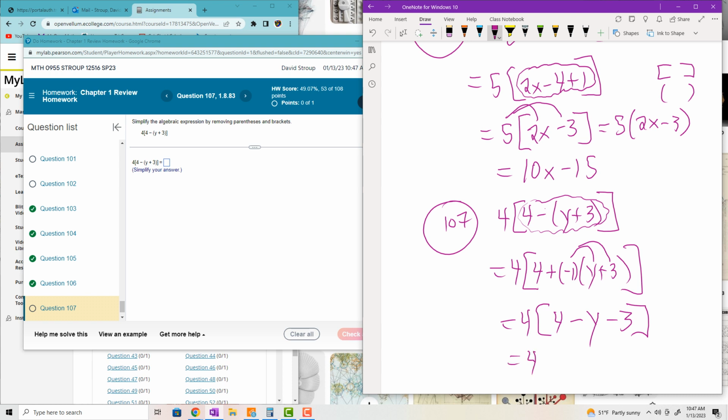Then you can combine like terms. 4 minus 3 is 1. And then finally you could do this last distribution. So it'll be 4 minus 4y.